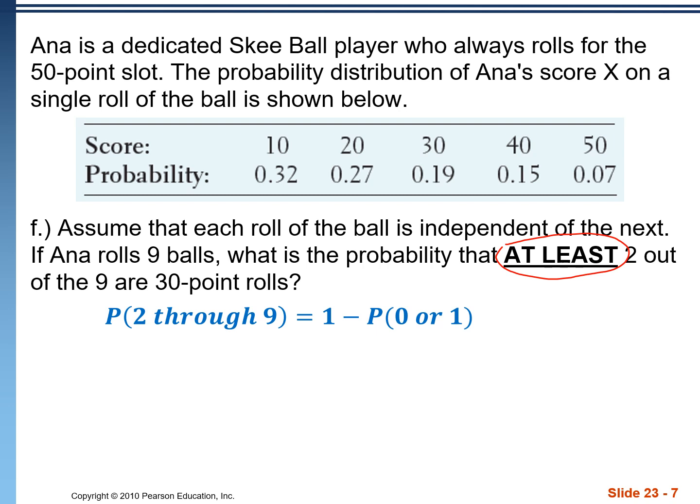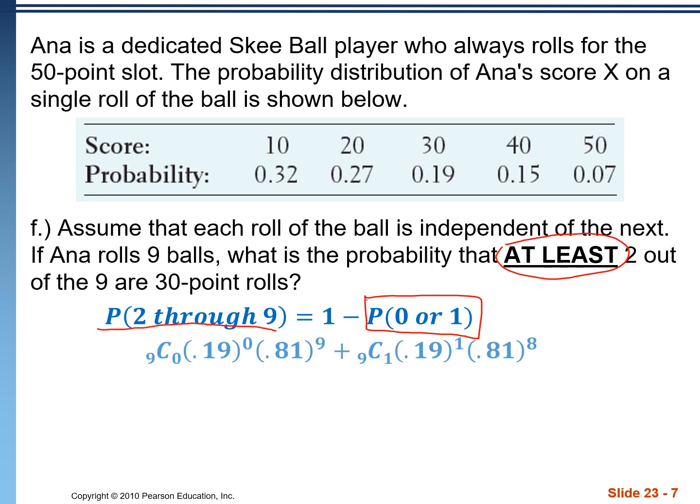Rather than do it that way, we can just subtract the complement, and the complement of 2 through 9 is everything that's not included in that range, which is 0 and 1. So let's find the probability of that occurring and subtract it from 1 to get the probability of 2 through 9. So the probability of getting 0 would be this. Probability of 1 would be this. Add them up, we get 0.4670, and we have to do 1 minus that to get our answer, 0.5330.